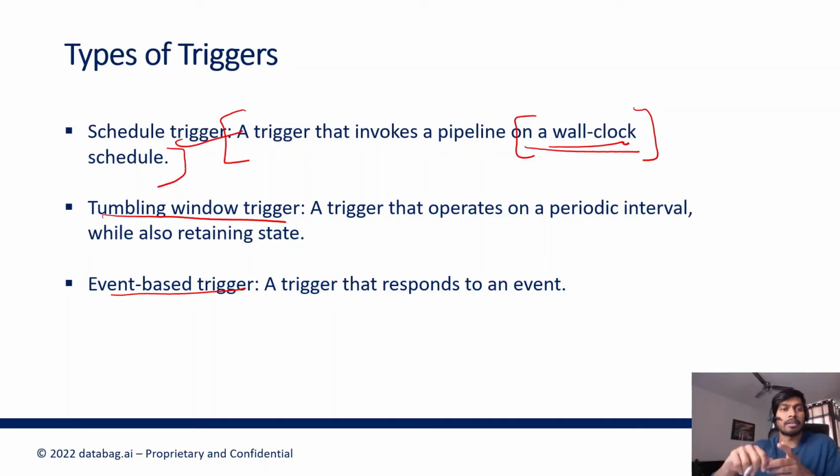Then you have another type which is called tumbling window trigger. So a trigger that operates on a periodic interval, basically that is called a tumbling window trigger. So there is a slight difference between schedule trigger and tumbling window trigger. We will look into that.